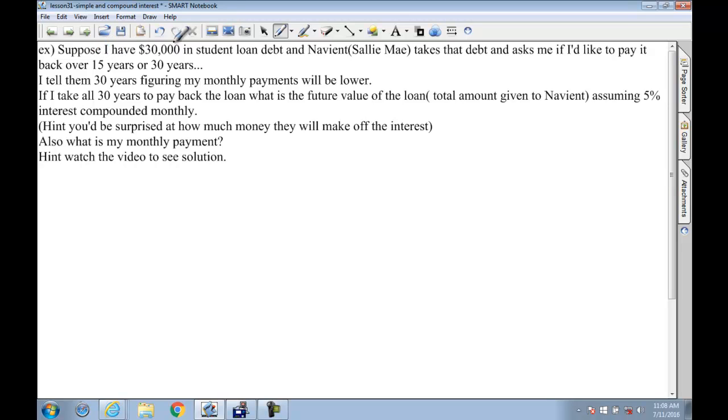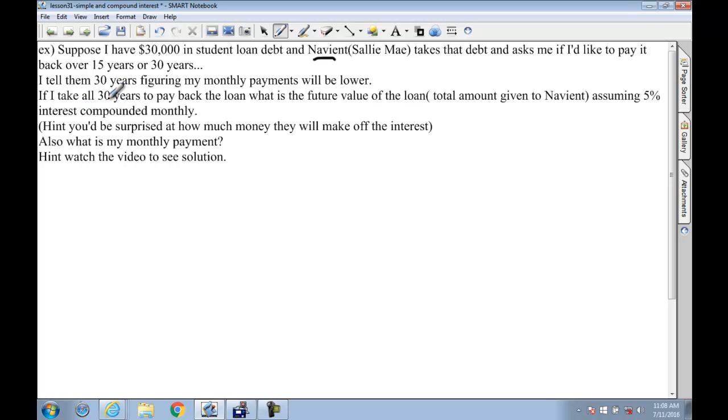Suppose I have $30,000 in student loan debt, and Sallie Mae, which is now Navient, take over your student loan debt and you have to pay them back. It's kind of like a mortgage. They ask me if I'd like to pay it back over 15 years or 30 years. So I tell them 30 years thinking my monthly payments will be lower. This is true. I'm telling you the truth.